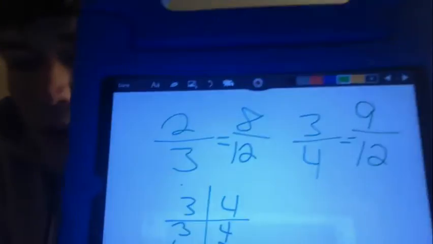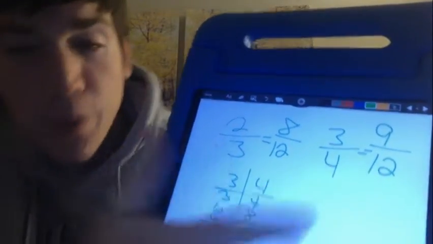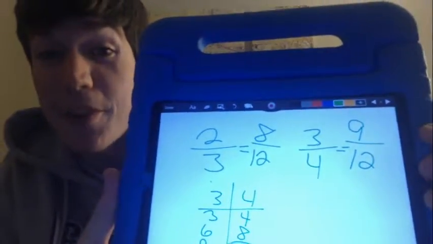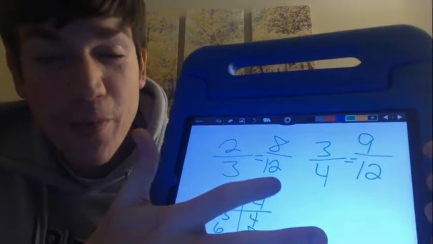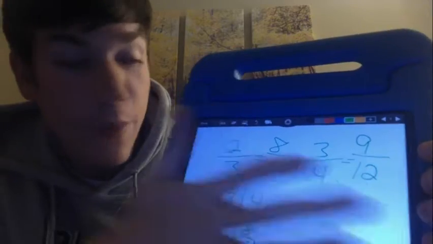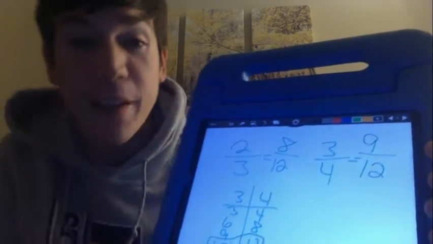Now, when those pieces are the same size, you'll notice we have 12ths here and 12ths here. It's much easier to tell which is bigger. Just by doing this, I've figured out that 8/12 is just a little bit smaller than 9/12, so therefore 2/3 must be a little bit smaller than 3/4. That's not the only way to do that, but that's a strategy that I use.